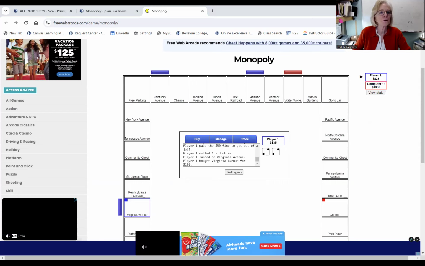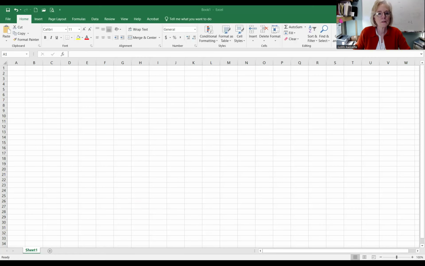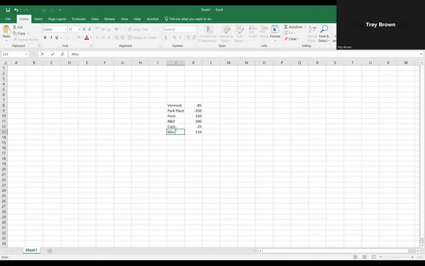Let's write that out so you know what you're doing here. Just do a blank. Okay. So he's saying he had Vermont and Park Place. He bought Pennsylvania and B&O. So Vermont went down 85. Park Place went down 350. Pennsylvania Avenue was worth 320. B&O was worth 200. And you also just got some cash in the deal of $25. So you made a really good deal. So then the balance would go to miscellaneous revenue.